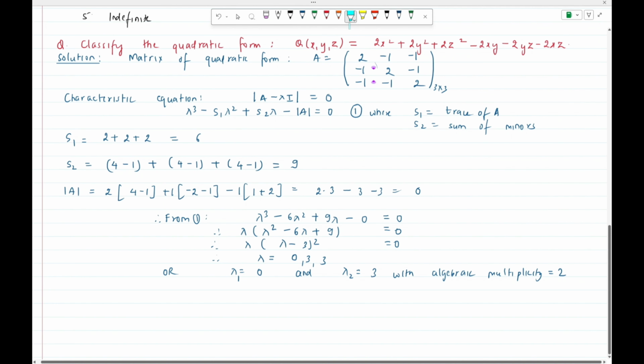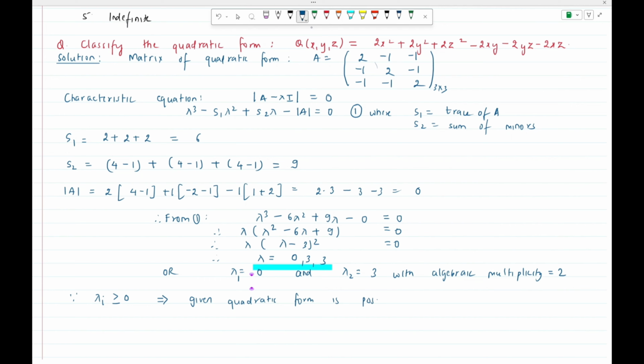Now have a look at the eigenvalues. You can see that none of the eigenvalues are negative, since the lambda i's are positive or equal to 0. We can come to the conclusion that the given quadratic form is going to be positive semi-definite.